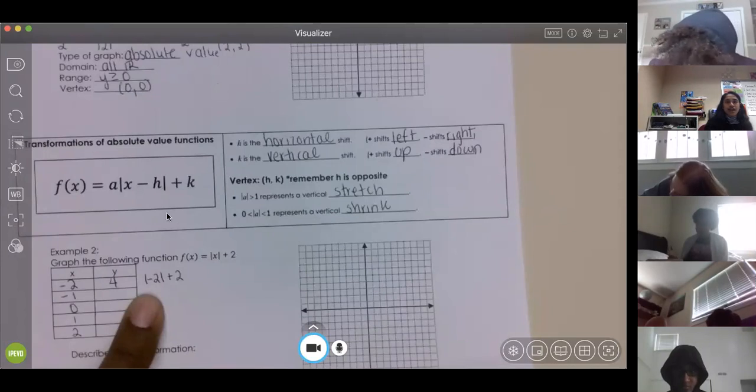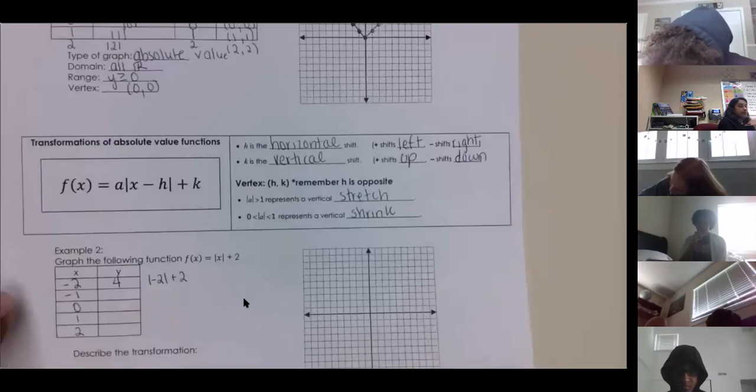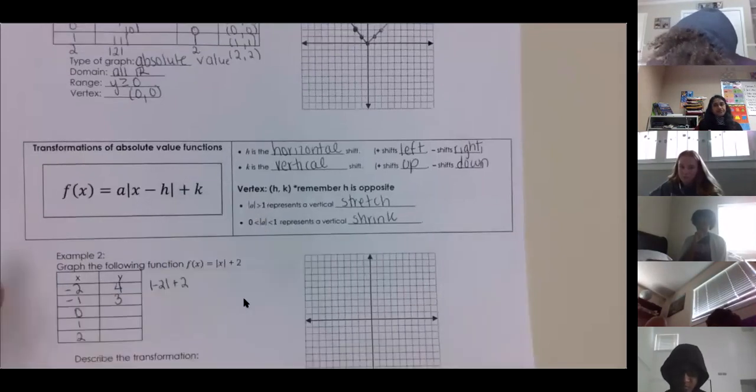All right, let's try the next one. So now we're going to plug in -1. Plug in -1 for x. So the absolute value of -1 is +1. +1 plus 2 is 3. Any questions about that?